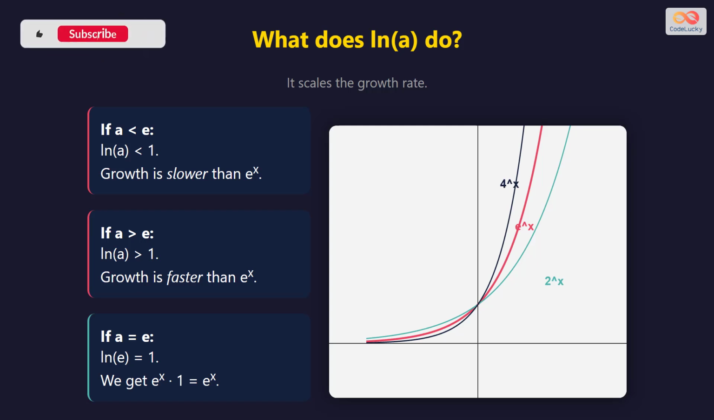Think of the natural log of a as a scaling factor. If the base is larger than e, the natural log is greater than 1, making the slope steeper. If the base is smaller than e, it shrinks the slope. And if the base is e, the natural log is 1, giving us our original identity.